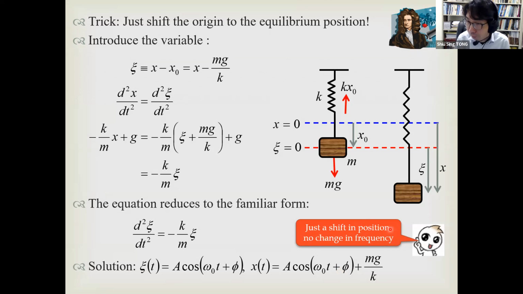So it's just a shift in equilibrium position. There's no change in frequency. Now, if you stretch the spring and release it, the mass just oscillates about the new level of equilibrium, about ξ equal to 0. It oscillates up and down about this level, but not about the unstretched position of the spring. So that is the physics insight.